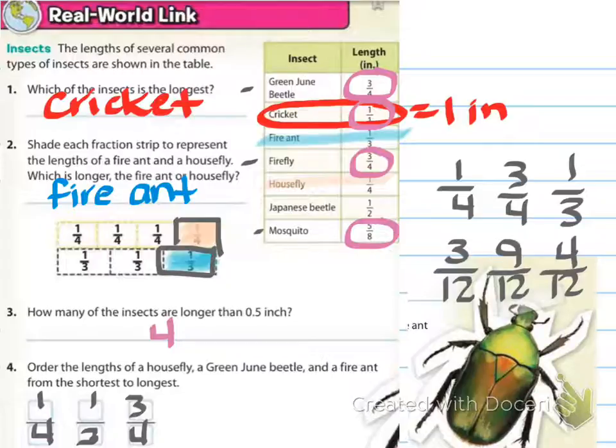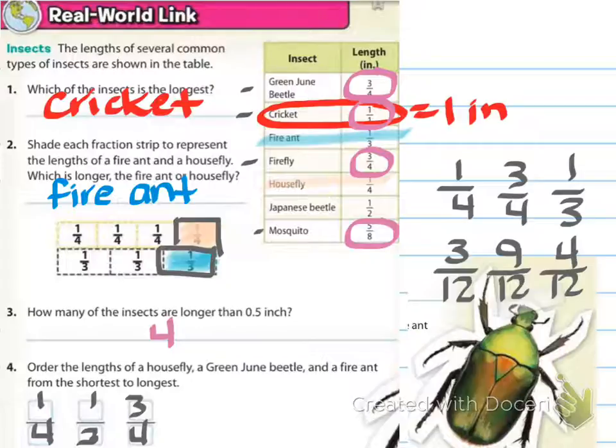So 5/8 is bigger than 1/2. 1/2 is not bigger than 1/2. 1/4 is definitely not bigger than 1/2. 1/3 was the tricky one, but you had to think about what's half of 3. That would be 1.5. So 1/3 is not as big as 1/2. And then 1 out of 1, of course, is a whole number, and so that's bigger than 1/2. So 4 insects altogether.